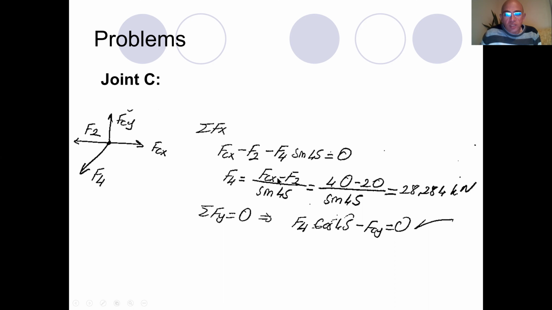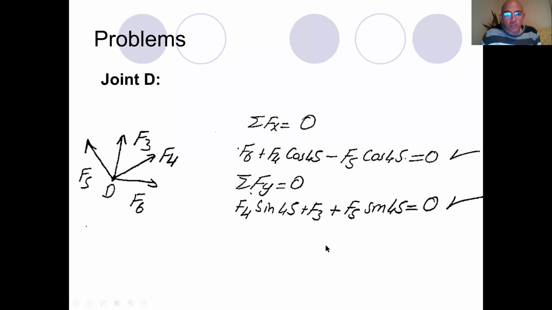So F4 is equal to FCX minus F2 divided by sine 45. If I substitute the values into their places, 40 minus 20 divided by sine 45, this gives me the value of 28.284 kilonewtons for F4. So the positive sign tells me that it is tension. If I write the equilibrium condition in y direction, it validates my calculations, because F4 multiplied by cosine 45 is equal to FCY, and this validates my calculation.